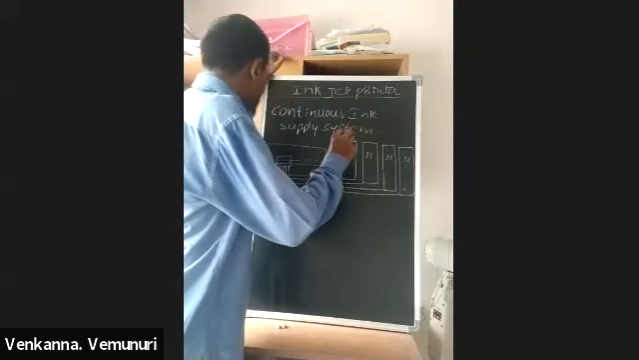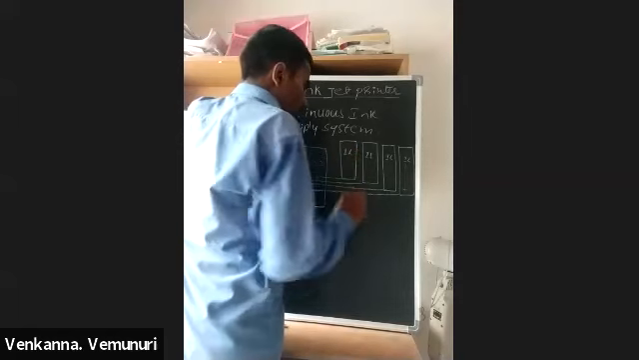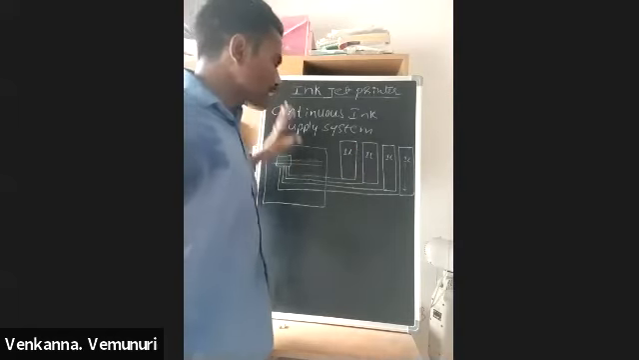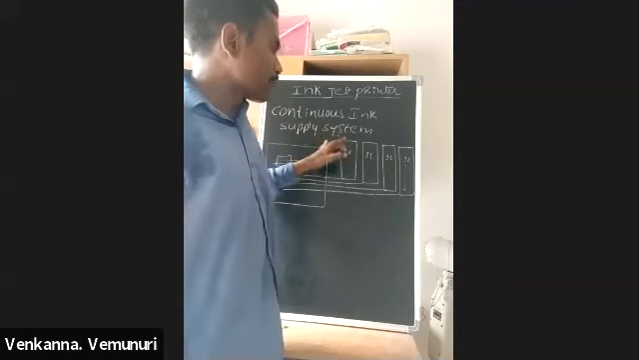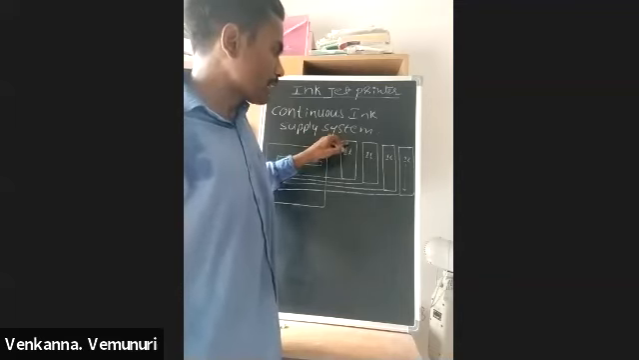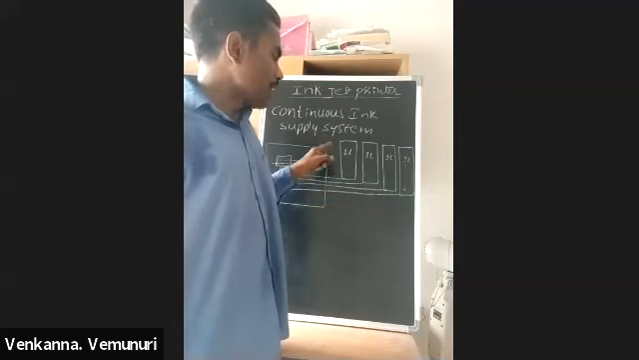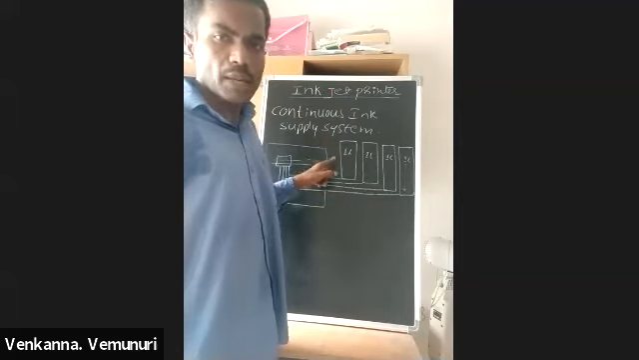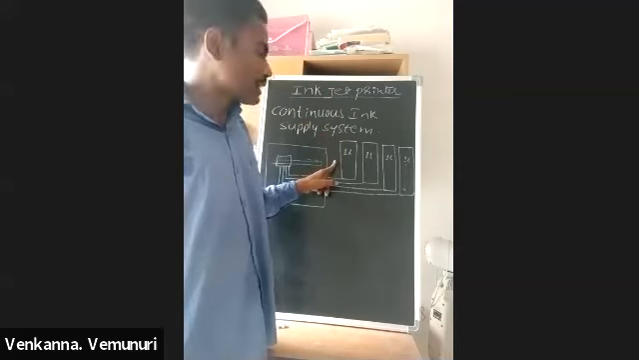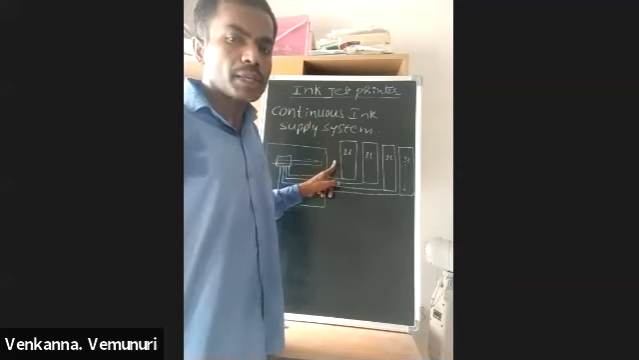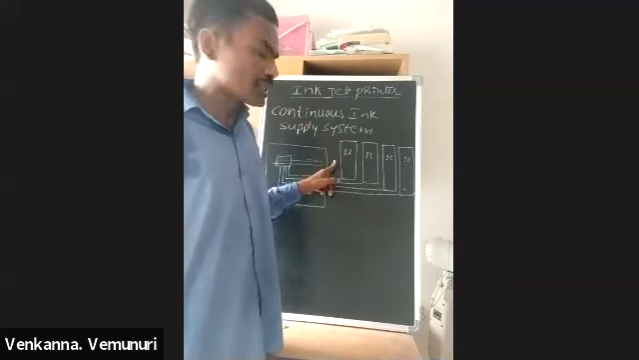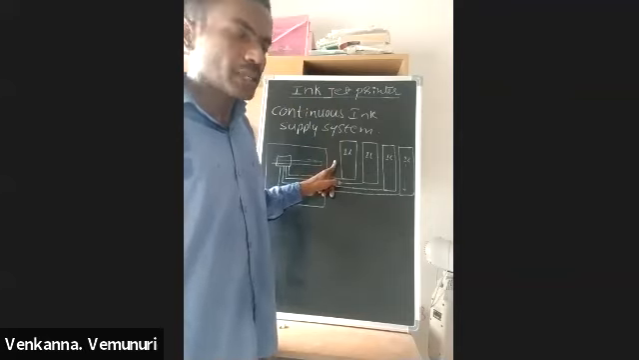And again, if any ink tank level is low, without interrupting the printing we open that tank cap and fill ink. This is the main advantage of the continuous ink supply system. This type of mechanism is used in high-end printers. High-end printers means flexi printers.